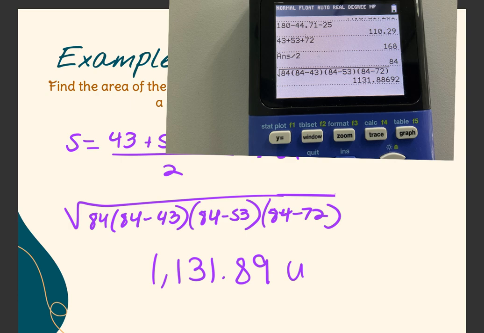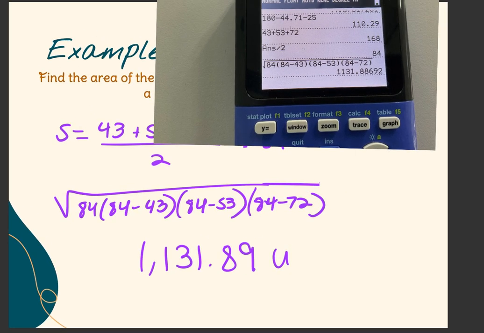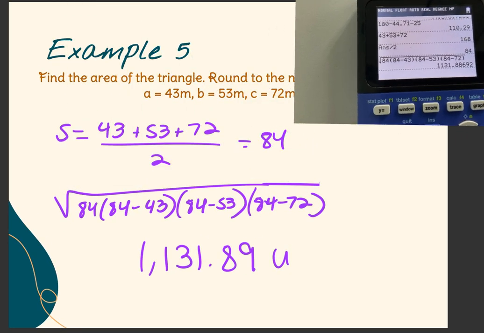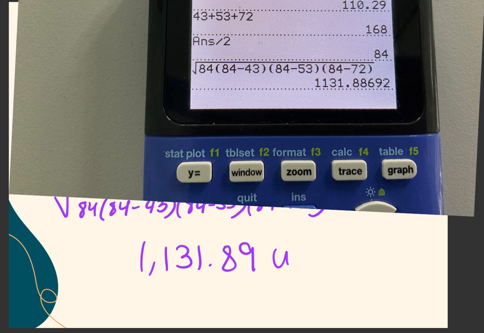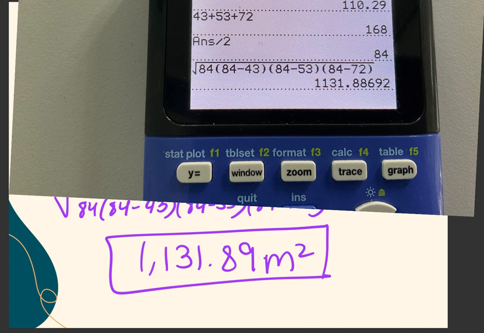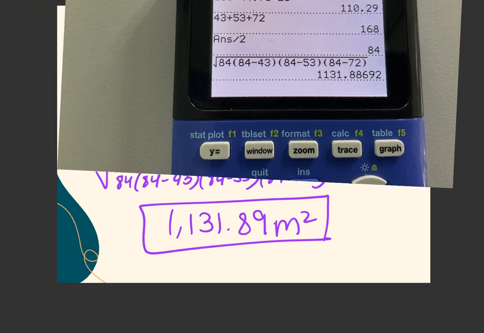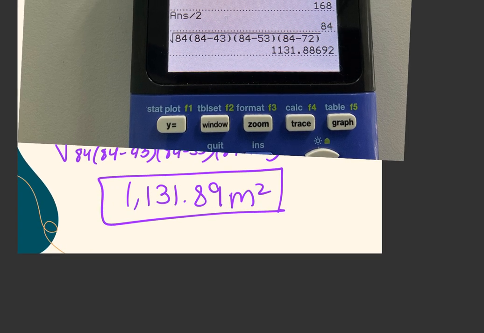If it gave me a unit, which I actually covered up, so I don't know, but did I give you a unit? Yep, it would be meters squared. I don't think WebAssign is going to ask for the unit. It's not going to mark it wrong if you don't have the unit, but that's what it would be because it's area. Questions?